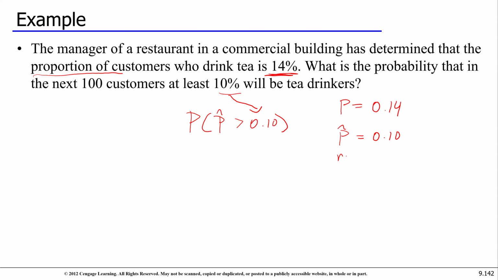And then our n is in the last question right there, and it says 100 customers. So 100. Now what we're trying to do is find the sampling distribution of the sample proportion. Same steps, we standardize. You can pause the video and do the problem, then check with me. The probability that p hat minus p over the square root of p(1 minus p)/n is greater than 0.10. We subtract this from p, 0.14.